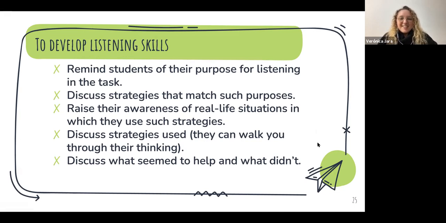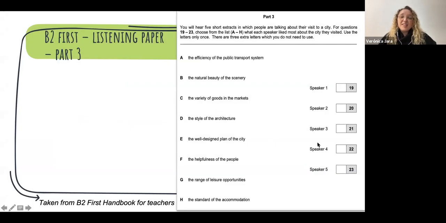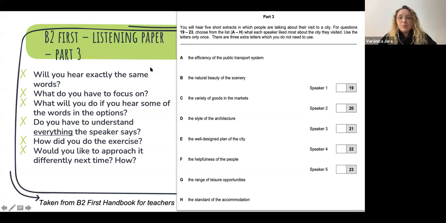Yeah. Right. So, for example, thinking of this thing of identifying the purpose, identifying the strategies that we should use, and making sure that the strategy we're using matches the purpose. Again, as you can see here, people are talking about their visit to a city. So again, the context. So what can we do?